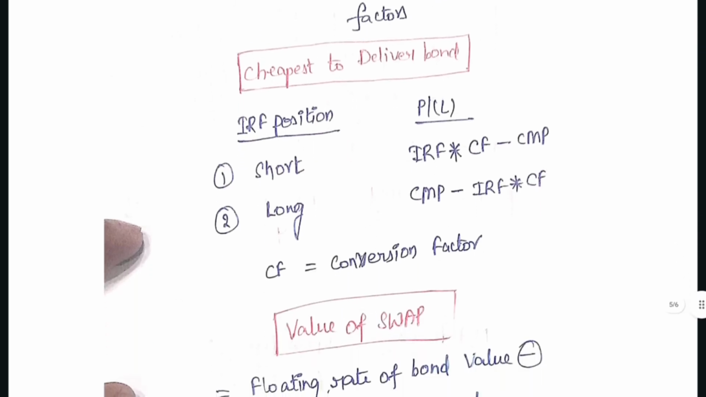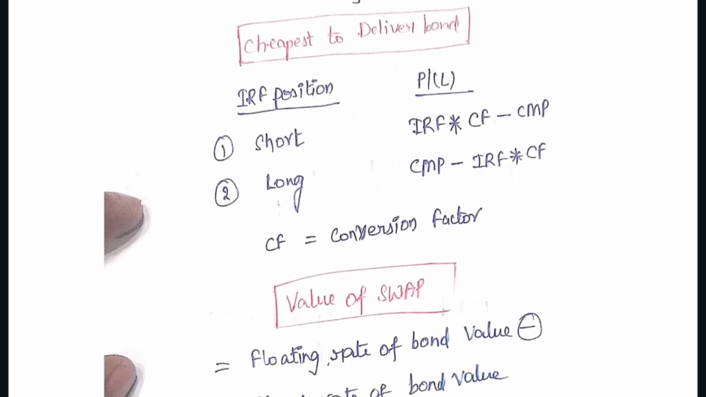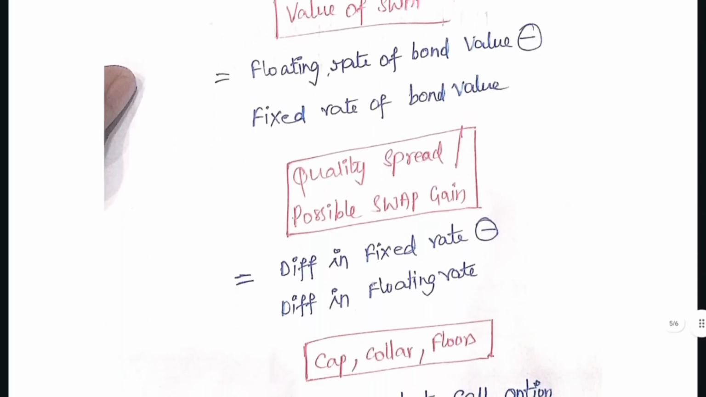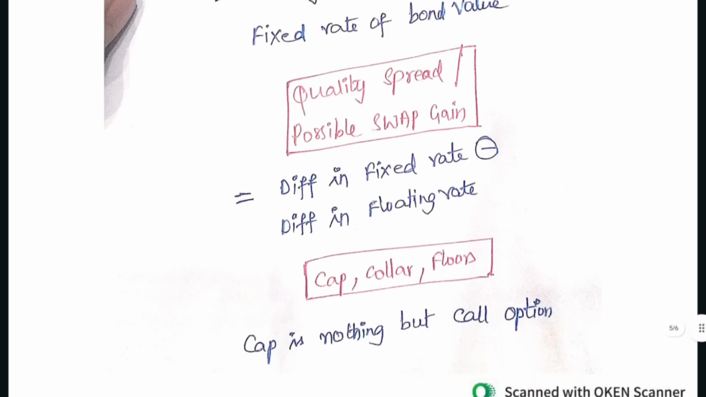Next, cheapest to deliver bond. If the IRF position, interest rate future position, is short, then profit or loss will be IRF into conversion factor minus current market price. In case of a long IRF position, profit or loss will be current market price minus IRF into conversion factor. Next, value of swap equals floating rate bond value minus fixed rate bond value. Quality spread or possible swap gain equals difference in fixed rate minus difference in floating rate.